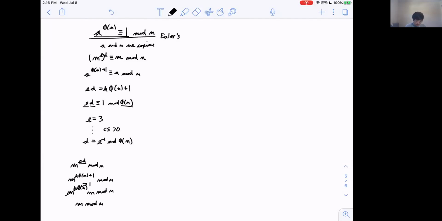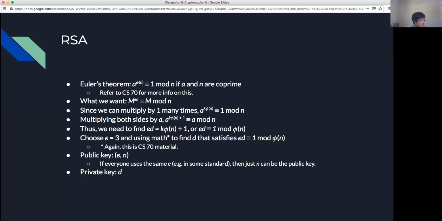Then I will, this is just the same as my slide. I just wanted to be able to write it out. So if you look back on my slides, you'll just see the same sort of number theoretical stuff. Oh yes, I forgot to mention, the public key ends up being the 3 from E as well as our N. And if everyone uses the same E, then you can just publish N because everyone knows that E is 3. And then your private key that you keep to yourself is D.